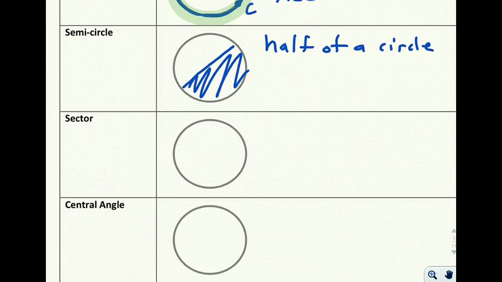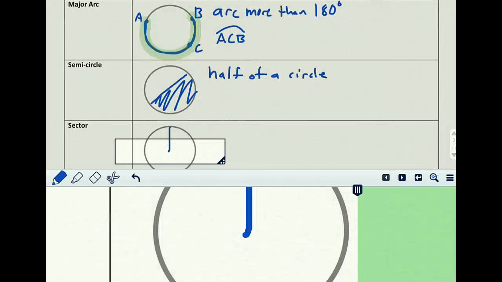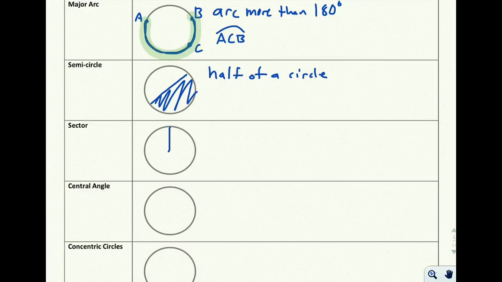A sector is where you draw a radius and then you draw another radius. And that whole region that you just filled in here is called a sector.